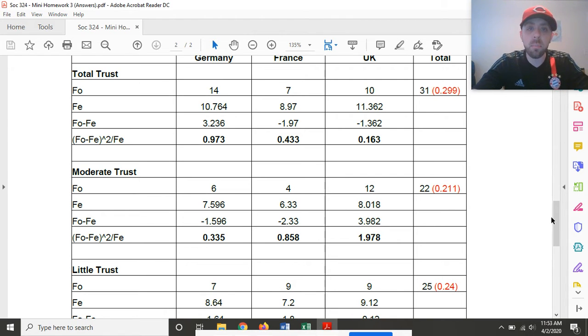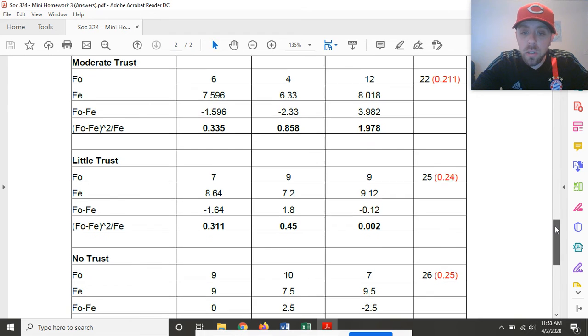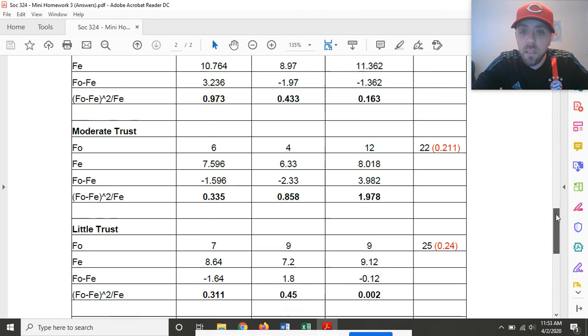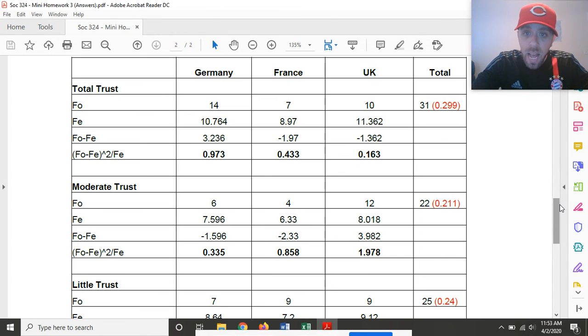That would mean that the percentage of Germans with total trust in Parliament mirrored exactly the percentage of everybody with total trust in Parliament. So then I multiply 0.299 times 30. That's the number of French people. That gives me 8.97. And I multiply 0.299 times, looks like 38, I believe. Yeah, 38 Brits, and that gives me 11.362.